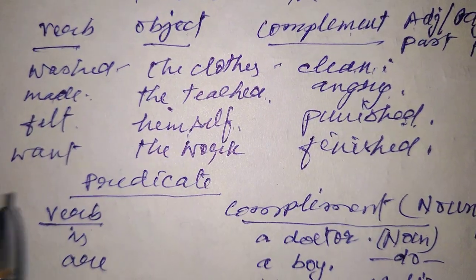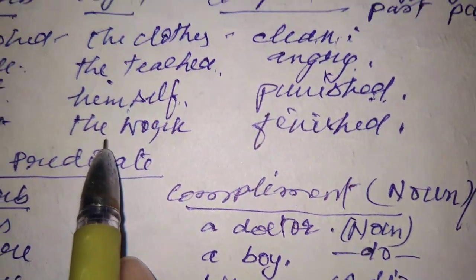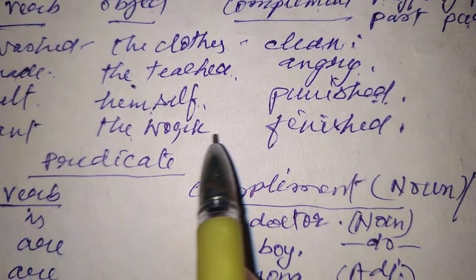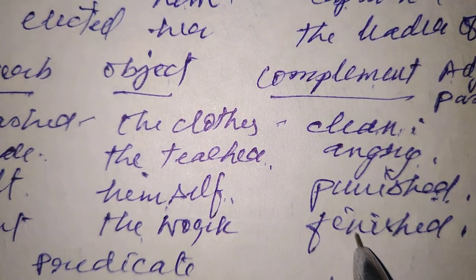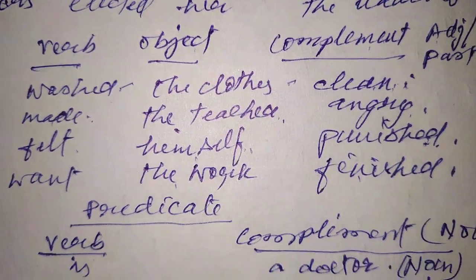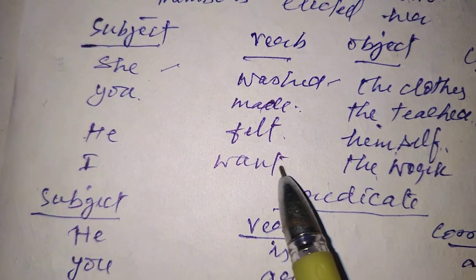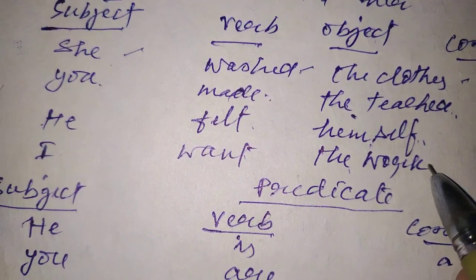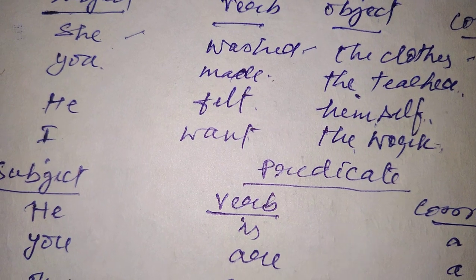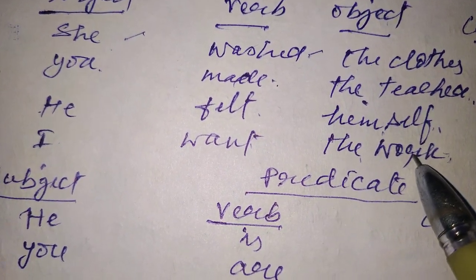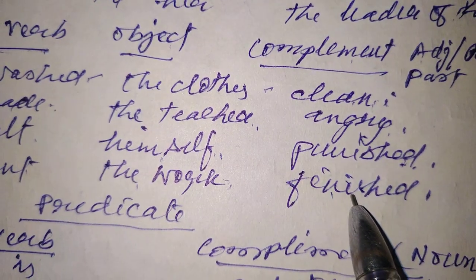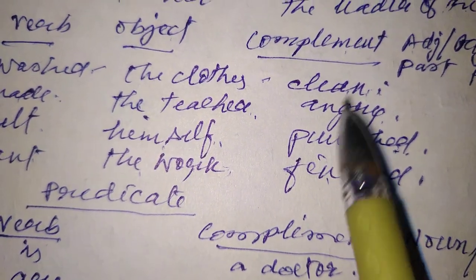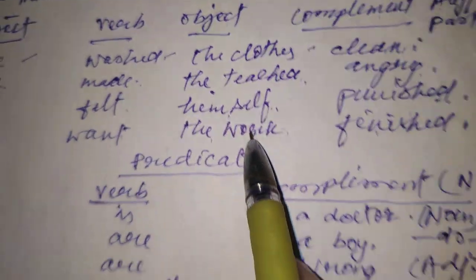Last sentence, I want the work finished. मैं चाहता हूं कि काम पूर्ण हो जाए. I is the subject, want verb है, the work object है, non-living word है, and here finished is the past participle form, the complement given to the work.